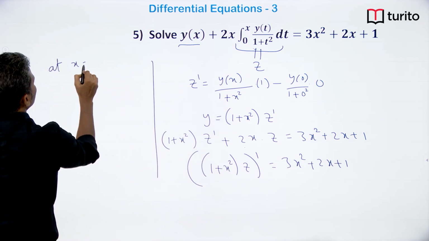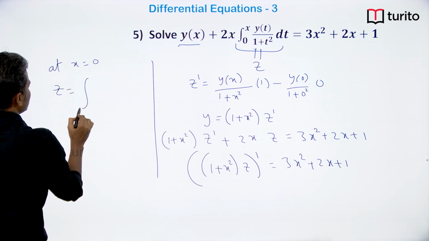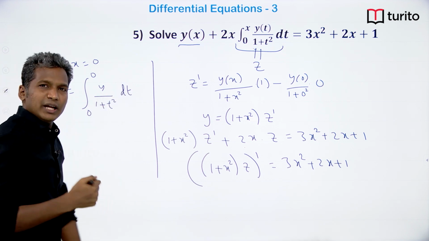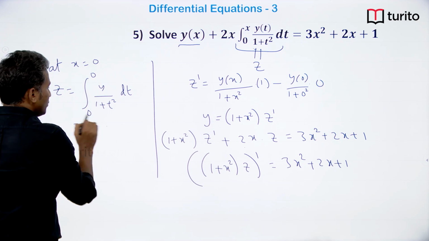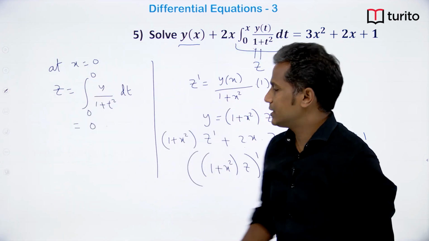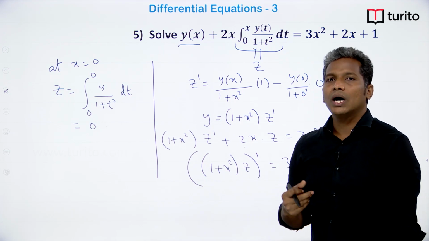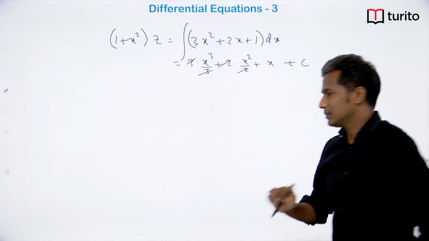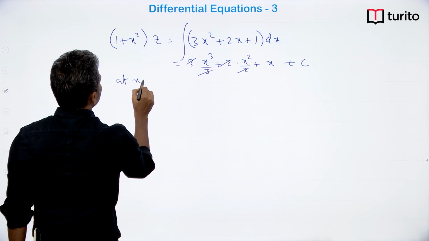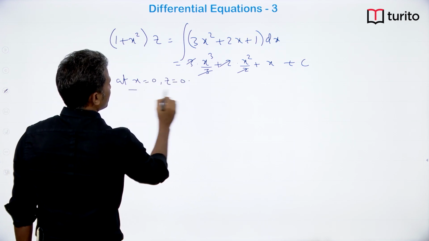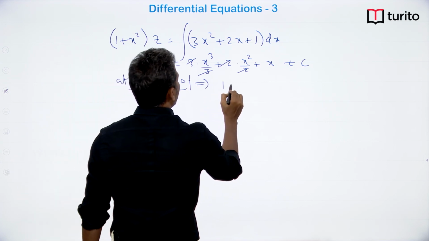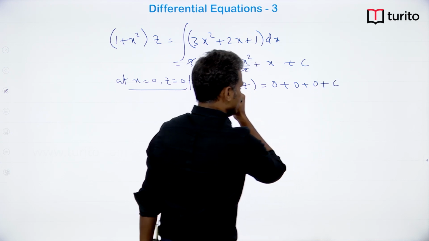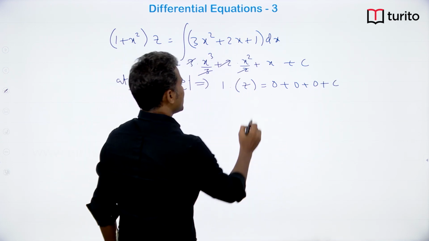At x equal to 0, z is nothing but the integral from 0 to 0 of y by 1 plus t square into dt. Now, if the limits are equal, the integral is going to be 0, which means at x equal to 0, our output is 0. Using this relation, I can find this integrating constant. So that means at x equal to 0, I should get z equal to 0. This will imply that 1 into z is equal to 0 plus 0 plus 0 plus c. Because z is already 0, c also must be 0.